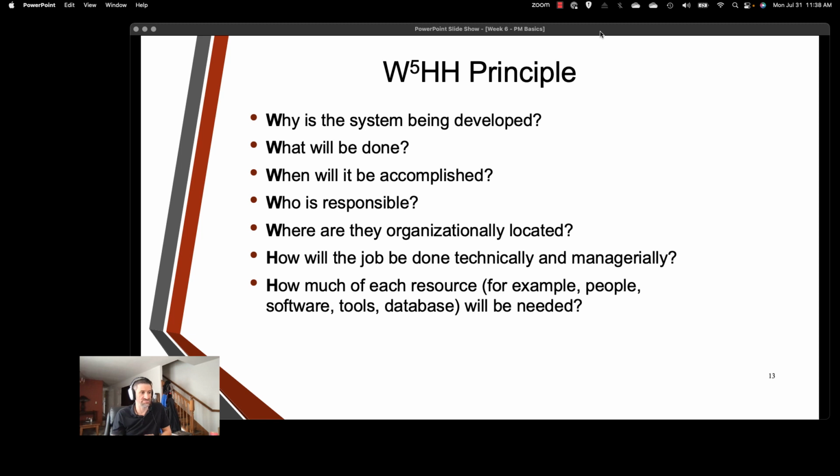This is understanding how the organization of the project exists and where things can be found. How will the job be done technically and managerially? So that's a question of processes and how they are laid out. And then how much of each resource will be needed. So identifying and estimating accurately how many people, software, tools, and databases, for example, will be needed. A lot of that comes with just time and experience and understanding and being able to estimate properly.